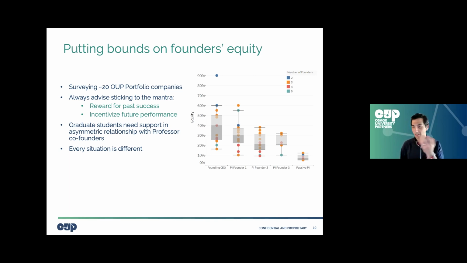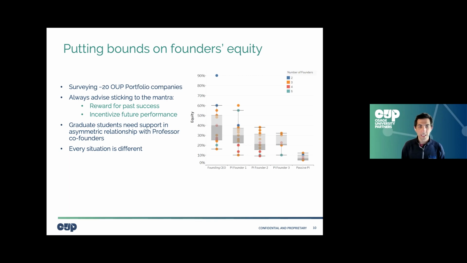And so we surveyed them. I think we took 20 of our portfolio companies, and it's a little bit messy because not every company has the same number of academic founders, but we do have all academic spinouts. And the breakdown is as we expected. So for, let's say, the blue dots, which are 2 founders, there was one that had 60%, one that had 90% for the founding CEO. When you have 3 or 4 founders, the averages are around 30 to 50% for the founding CEO.